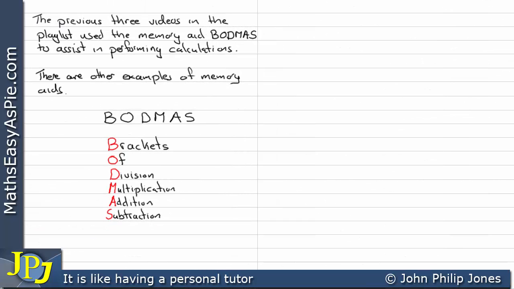The one we've looked at previously, as we've already mentioned, is BODMAS, where the B stands for brackets, the O stands for of, so when you say things like 2 to the power of 3, we know we're dealing with powers. Then there's division, then there's multiplication, addition and subtraction.